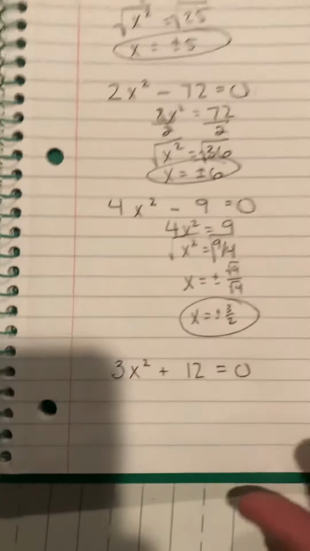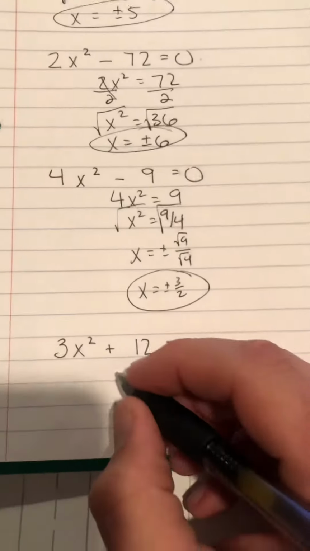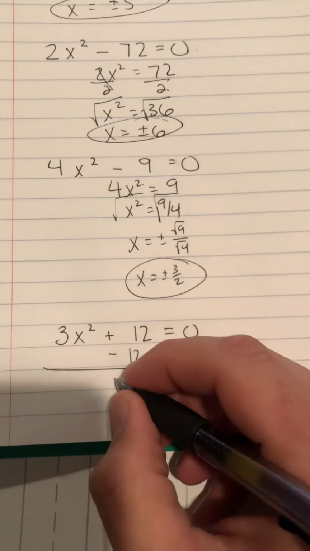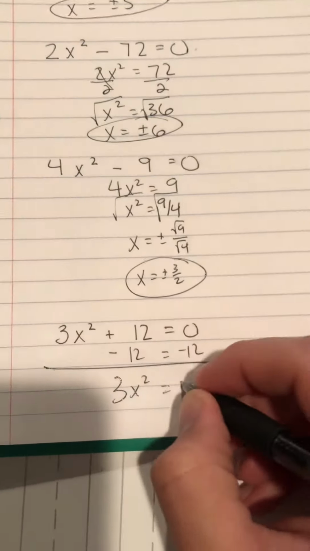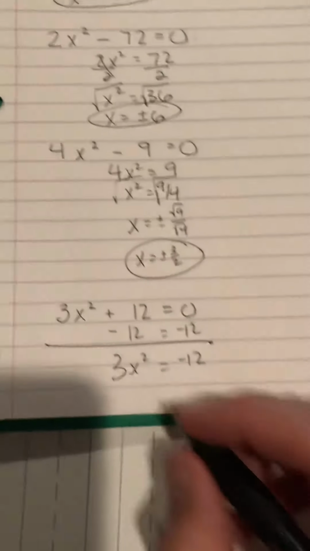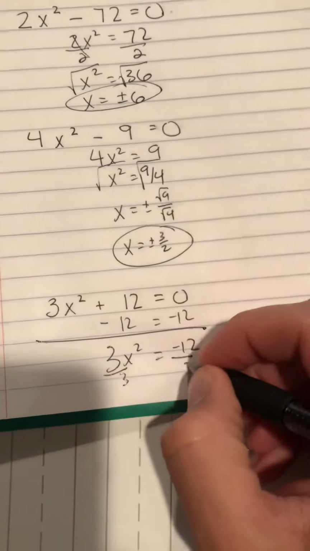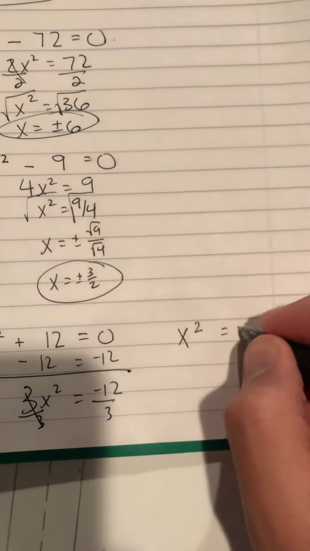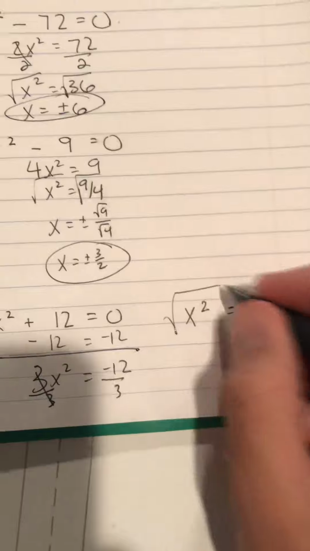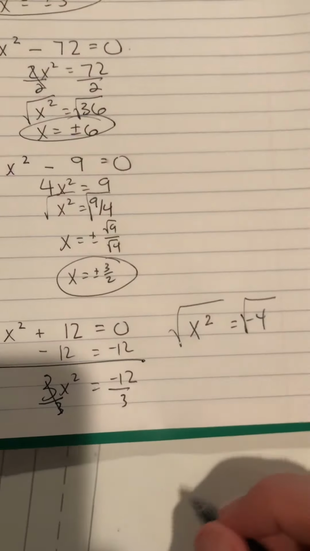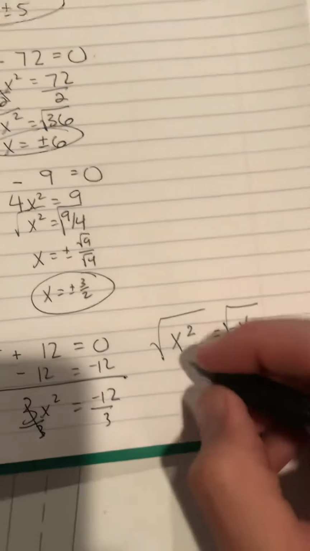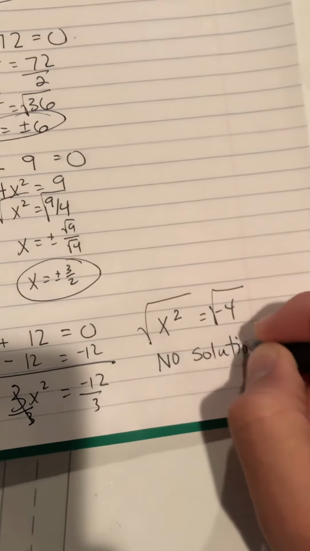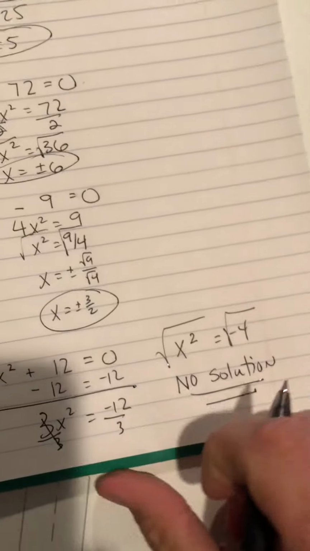And finally, 3x squared plus 12 equals 0. In this case, again, it's not set up where I want it to be, so I'm going to subtract 12 from both sides. I get 3x squared equals negative 12. I'll divide by 3, and in doing so, I'm going to get x squared equals negative 4. And there's a problem here when I go to square root, because I cannot square root a negative value. That answer does not exist in the real number system, so we say no solution for this one.